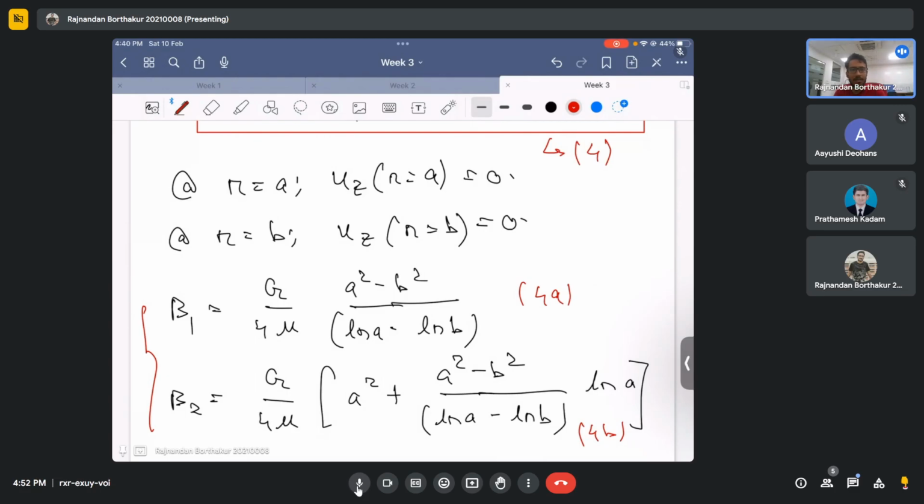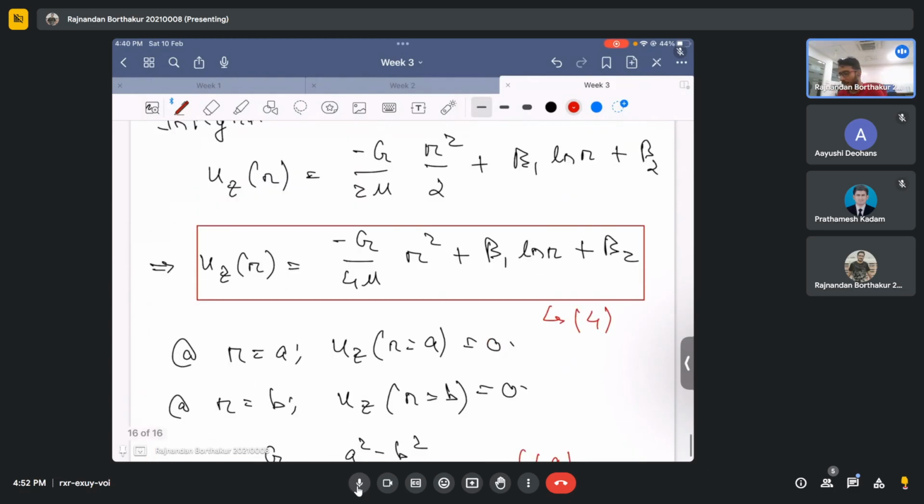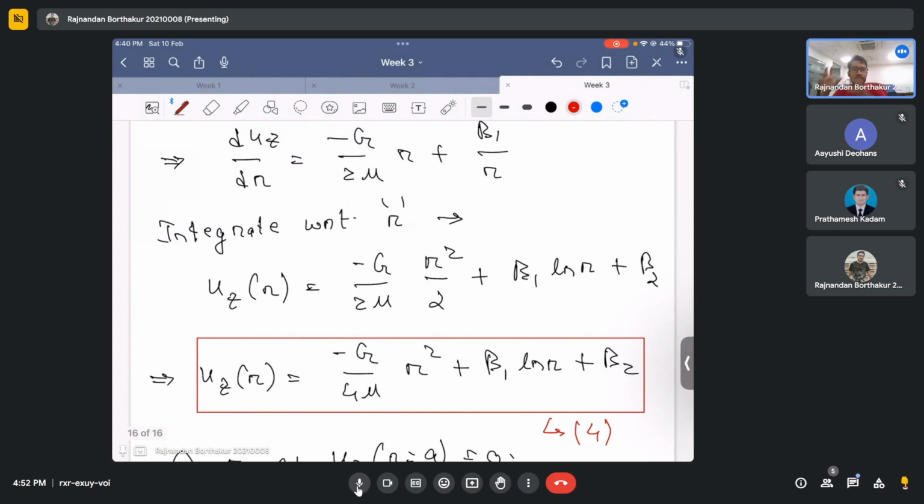In the next class, I will show you some special cases of this solution. Special cases means what happens if one cylinder stops and the other cylinder rotates, or vice versa, or what happens when the angular velocity of one cylinder becomes exactly equal to the angular velocity of the other. And we'll look into some special cases of this problem. But this is a generalized case where we have considered the velocity to be some omega 1 and some omega 2.